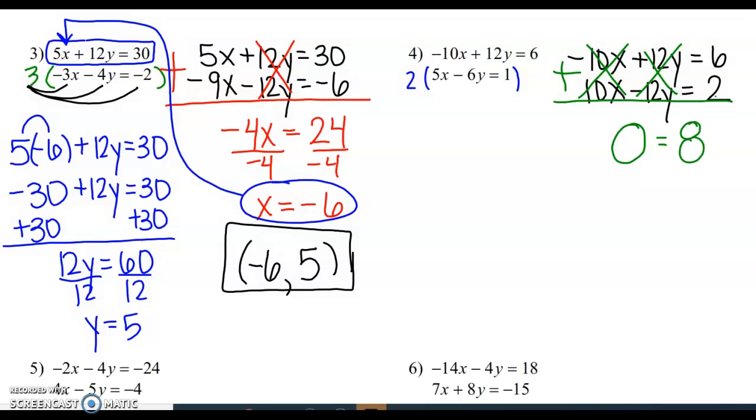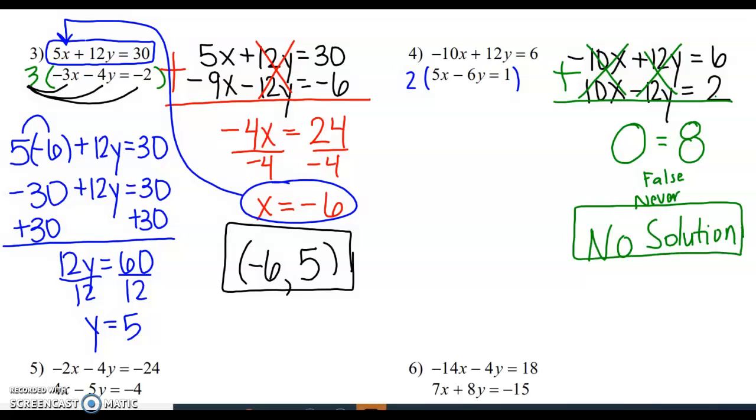This is one of our special situations. When both of the variables x and y cancel out, you're going to be left with a statement. Our statement is 0 equals 8. That is a false statement, right? That is never going to happen. 0 is never going to equal 8. So that means there is no solution. If x and y both cancel and your statement is false, that means no solution.